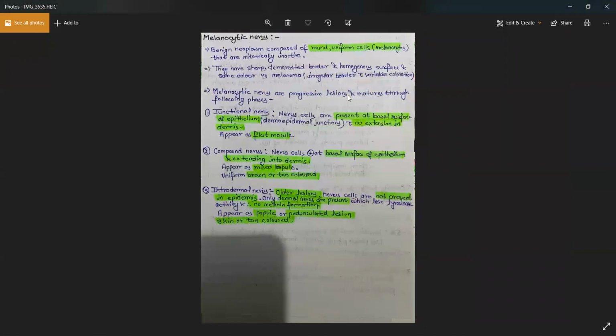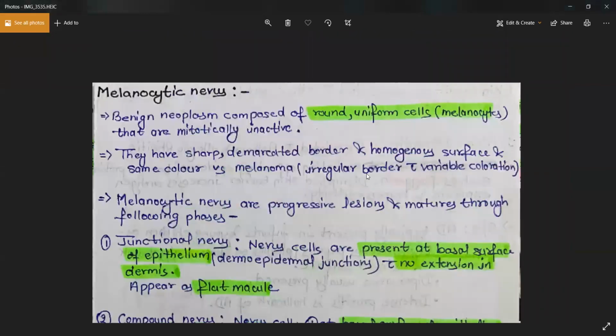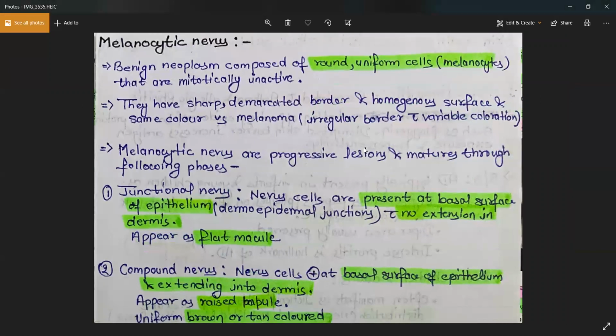This is about the melanocytic nevus, in which you're having a benign neoplastic proliferation of these melanocytes, right? You will be having round uniform cells, which are the hallmark features of the melanocytes, and a very sharply demarcated border would be there. It would be a homogeneous lesion, not a heterogeneous type. So the color will be very much uniform, and the borders are very well demarcated, right?